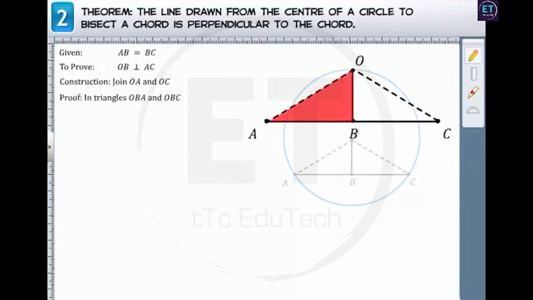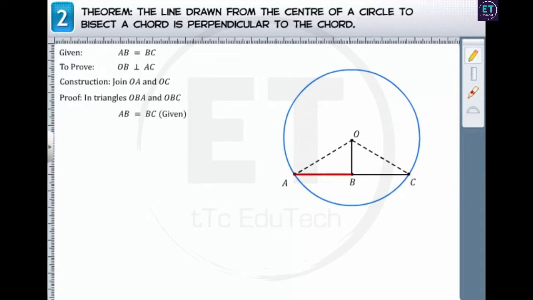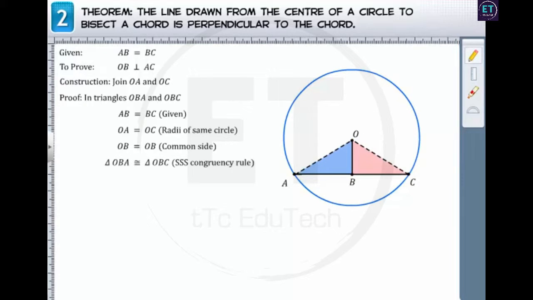Consider triangles OBA and OBC. In these two triangles, it is given that AB equals BC, since OB bisects AC. OA equals OC, since both are radii of the same circle. OB is common side to both the triangles. So the triangles OBA and OBC are congruent by the SSS congruence rule.